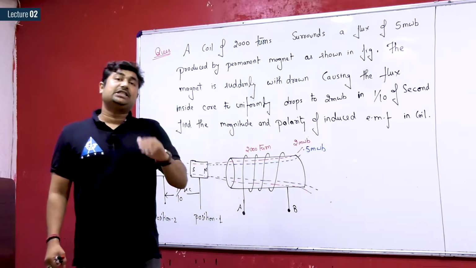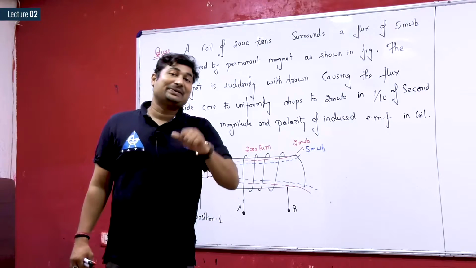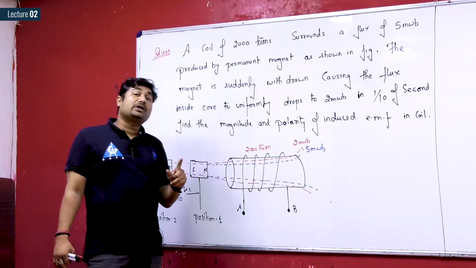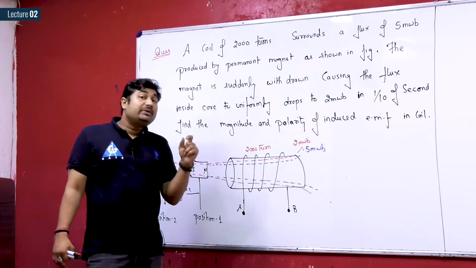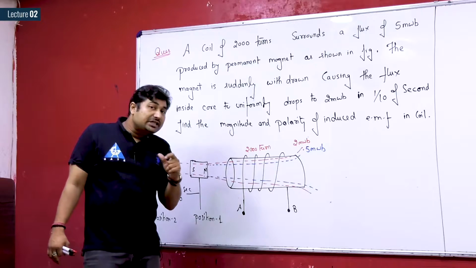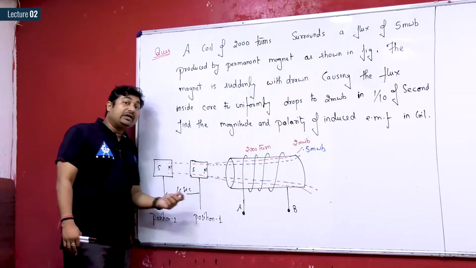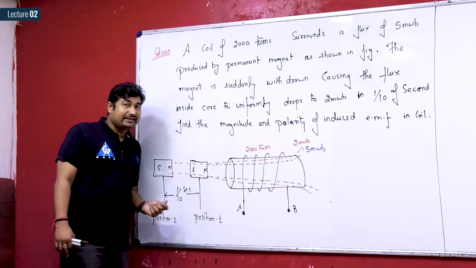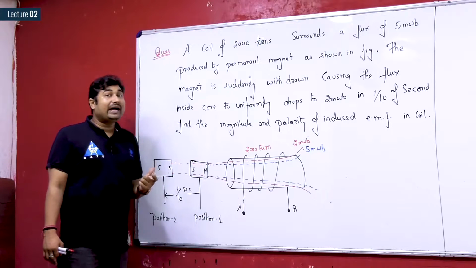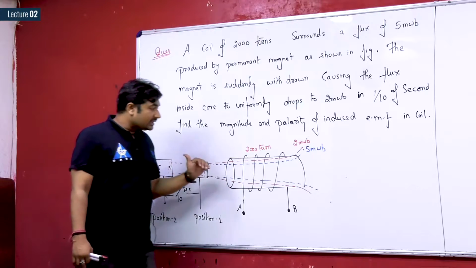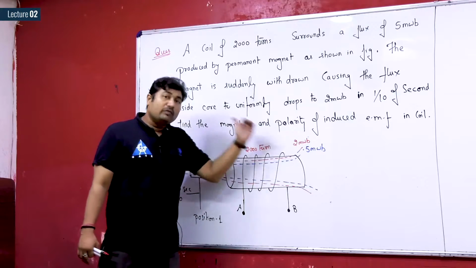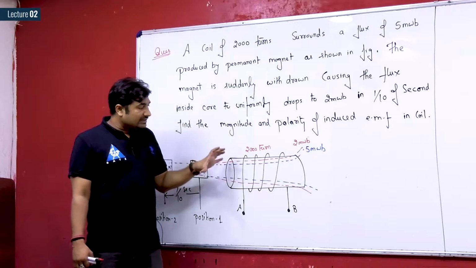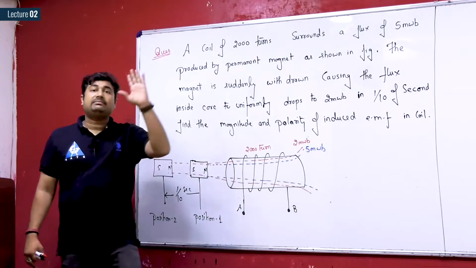So, is there any change in flux? Yes, sir. Previously the flux in the core is 5 milliweber and now the flux in the core is 2 milliweber. So there will be a change in flux, and that change is with respect to time, in 1/10 of a second. So, sir, there will be d phi by dt. The conductor is wound over the core, and in the core the flux is changing. So definitely the flux linking the coil changes with time.